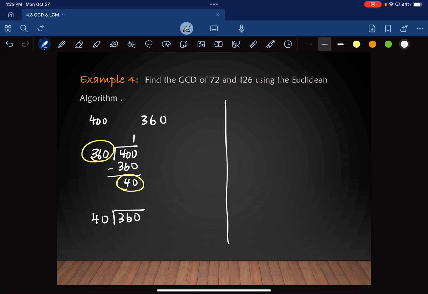You can let your calculator tell you. It's 9, and 9 times 40 is actually 360, which gives me a remainder of 0. The remainder of 0 tells me to stop, and the answer is the last number I divided by. That was pretty quick. Awkward, but quick. I got to the answer faster than any other way I did it.